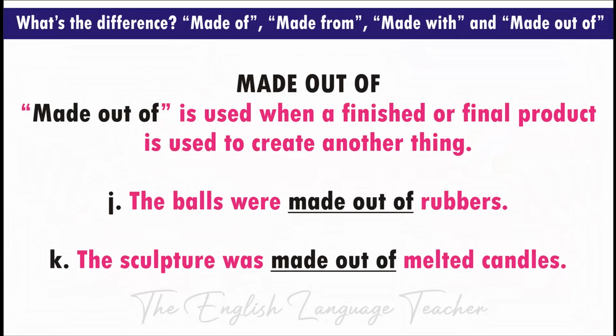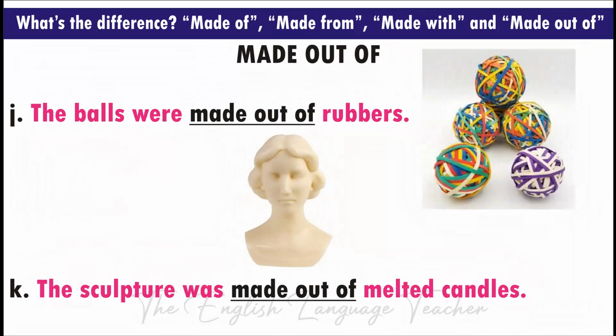Now to the last on the list. Made out of. Made out of is used when a finished or final product is used to create another thing. That is when we create another object from an already existing or finished object. Let's see example J. The balls were made out of rubbers. Rubbers were already a finished product. So from the finished product of rubber, we're making another object. So we use made out of.